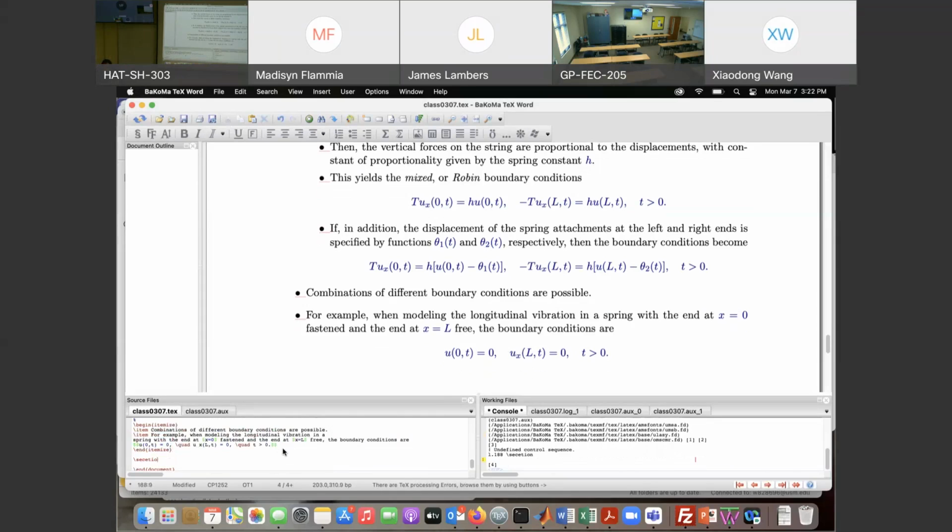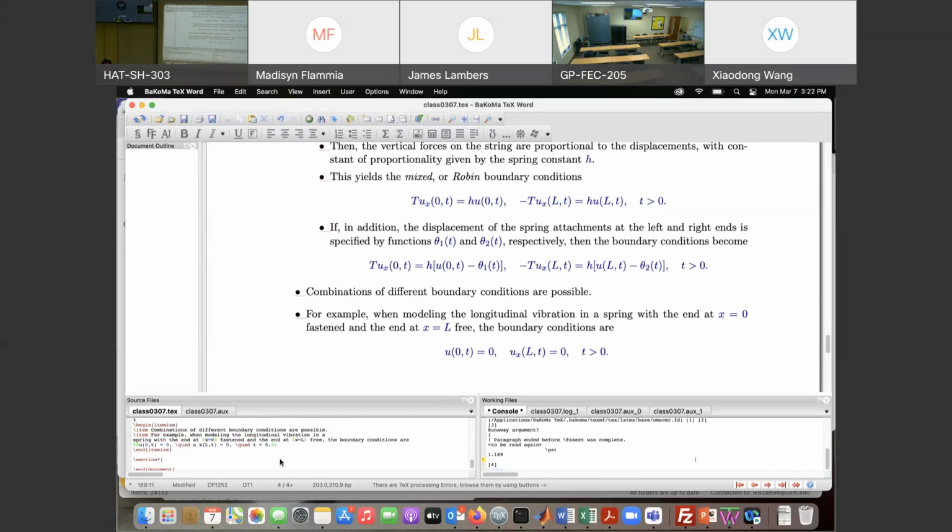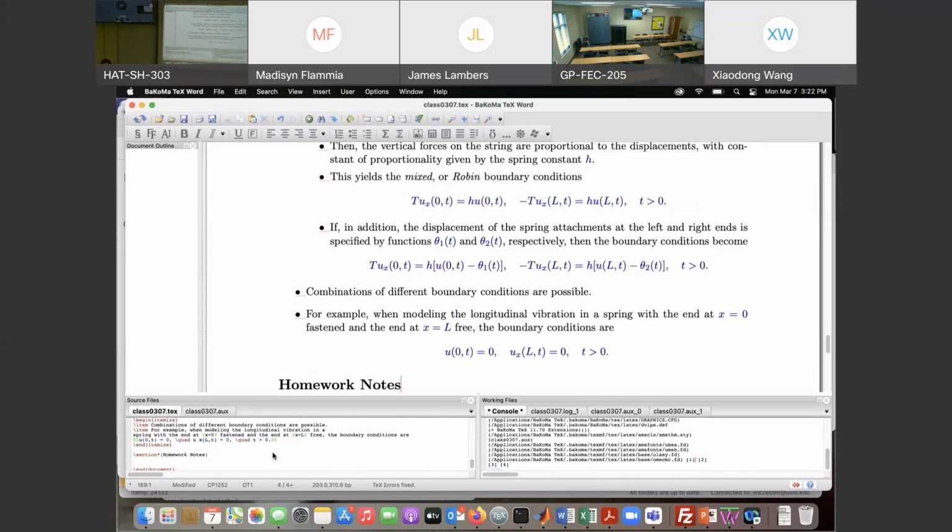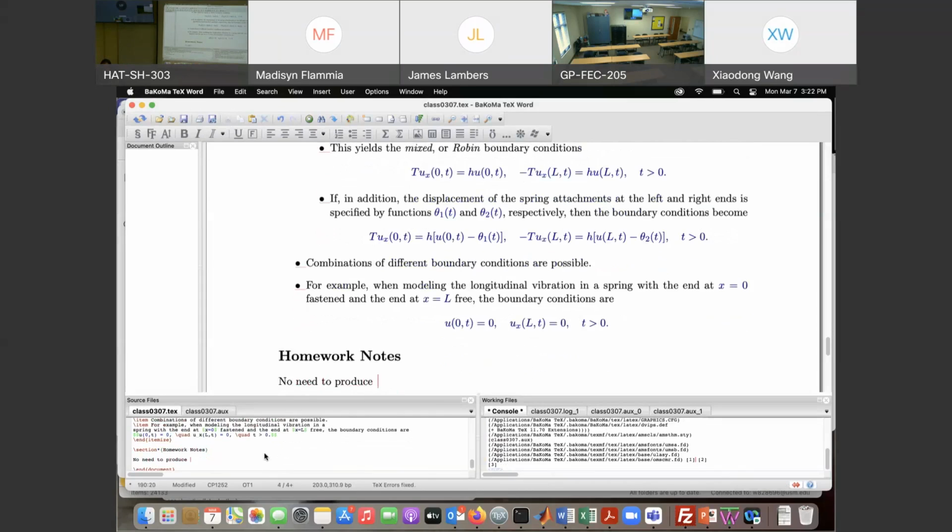One thing I want to point out about homework for this week's material. There are some problems that ask you to sketch a solution at various times. From a grading standpoint, I'm not interested in that. So that's part of the direction.